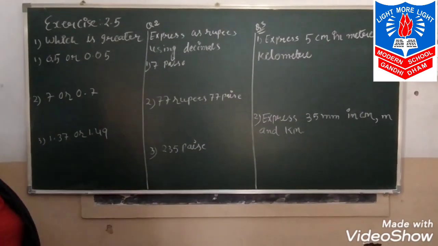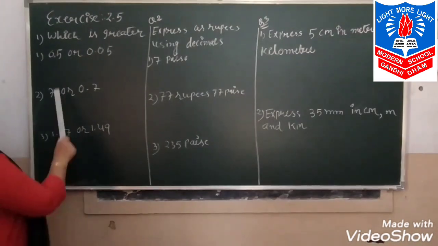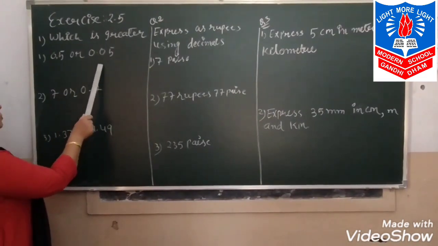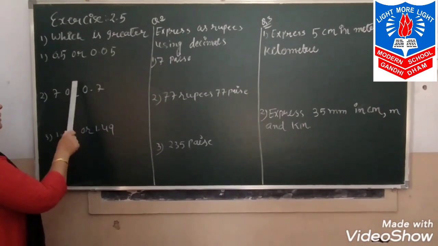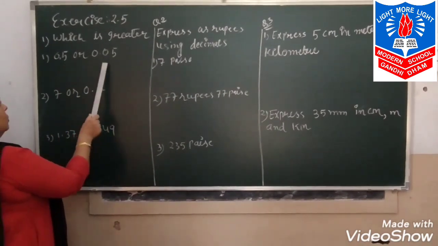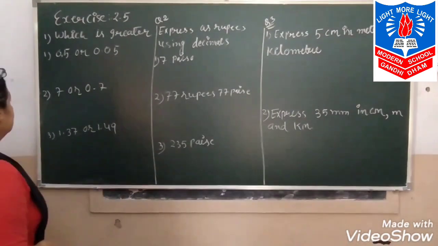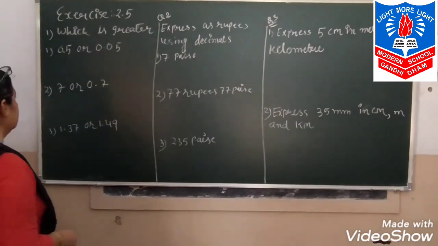First question is, which is greater? Here is 0.5 or 0.05. Here 0.5 is greater or 0.05 is greater? So first we will change into simple fractions.